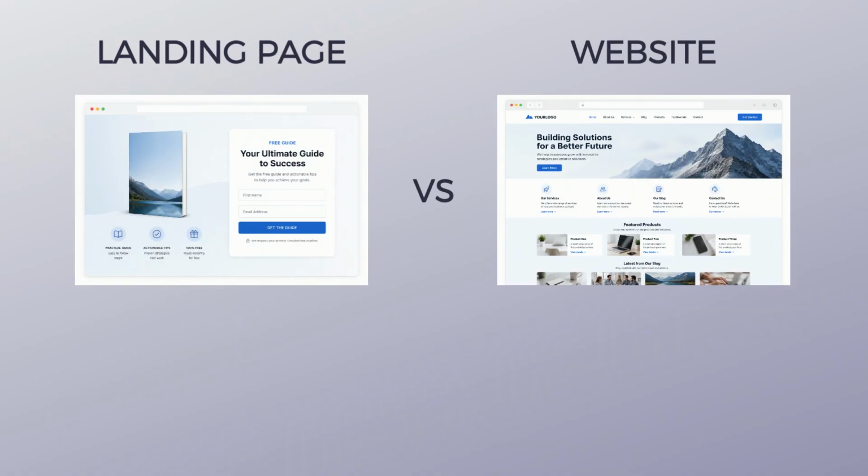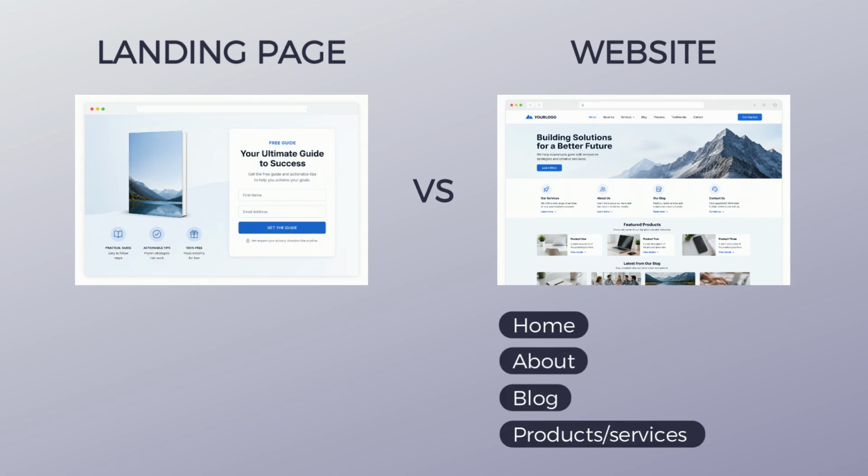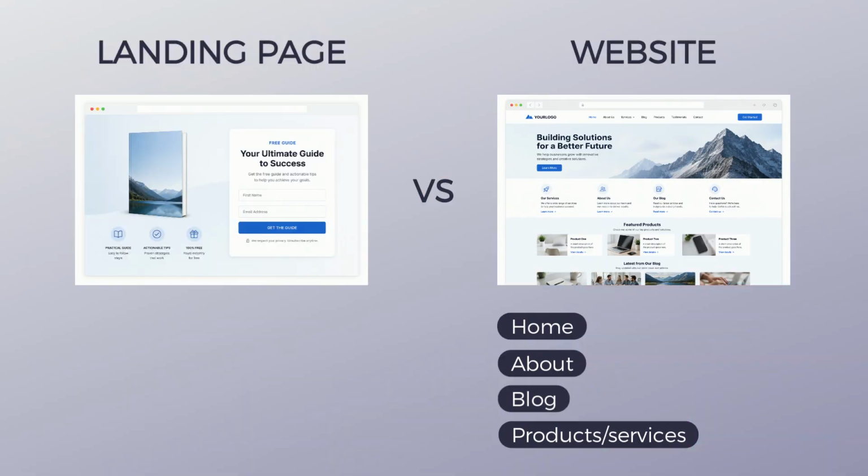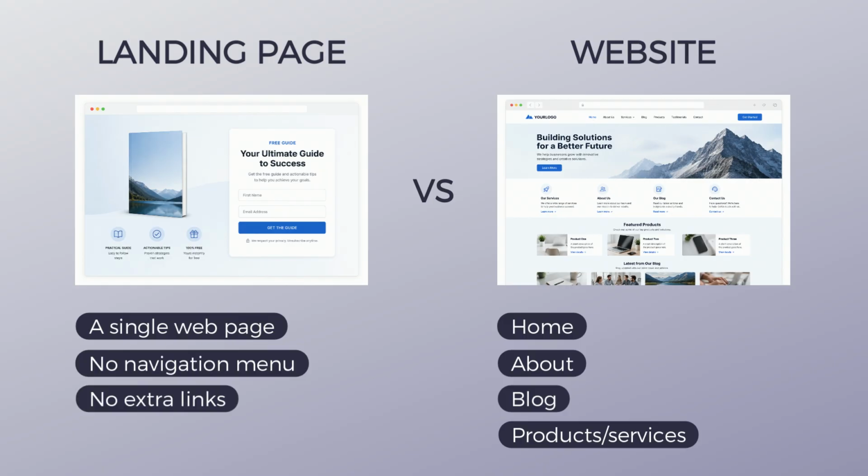Landing page versus website. A website has a homepage, an about page, a blog, and product or service pages. Lots to look at and not much direction. People wander, get distracted, and leave. A landing page is a single web page with one goal, usually for collecting emails. It has no navigation menu and no extra links. Just one decision for visitors: sign up or leave. That focus is what makes it work.